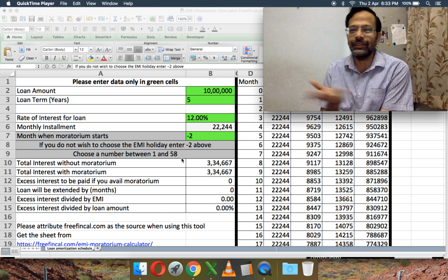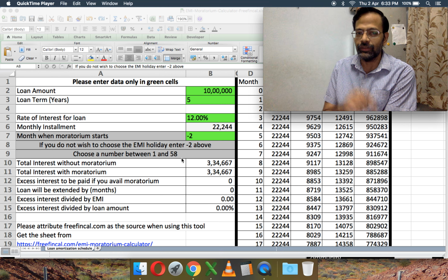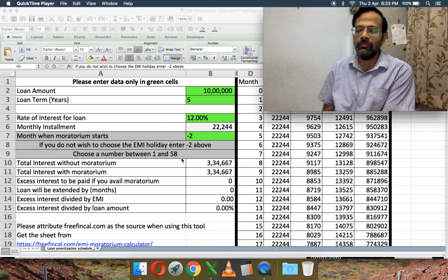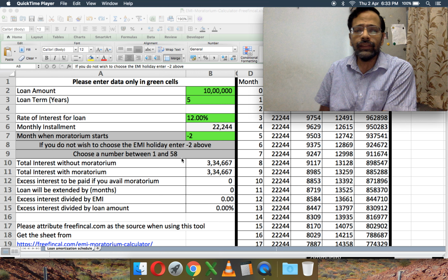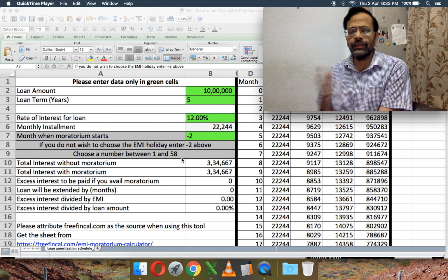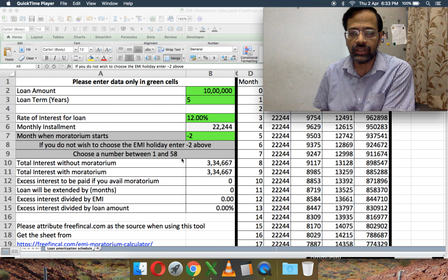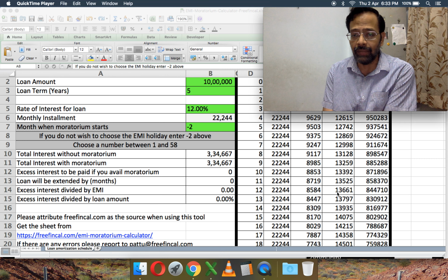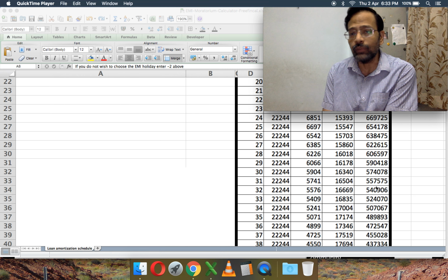I made this quickly, so I didn't do a professional version where you should say no to the EMI moratorium, but just enter -2. That's good enough. It will just get the job done. Then there is no difference. There is no benefit or anything. The total interest would be 3,34,667, and that will be paid out in 60 months. You can see that the schedule is given, and at the end of 60 months, the balance would be 0.